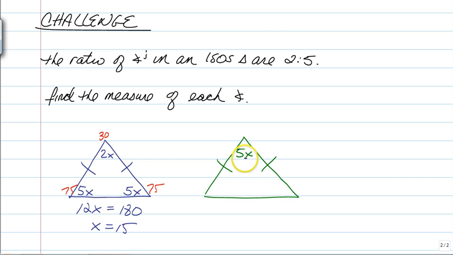What if the vertex angle was your 5x and the base angles were your 2x and 2x? So that's where the trick comes in. There are two different solutions to this problem. So you have a 5x, a 2x, and a 2x. So now you're going to have 9x is equal to 180. So x is equal to 20. And then you're going to have your 40, 40, and 100.